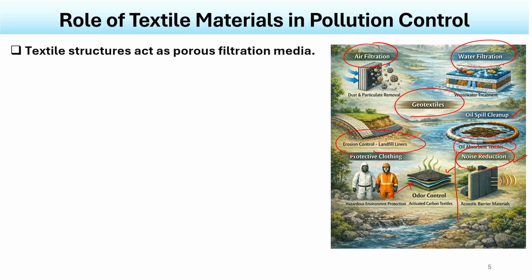Textile structure basically acts as porous media. That is the great advantage of textile material. It is porous, so particulate matter which comes along with the air or water gets entrapped within this structure and clean air or water can pass through. So, this is porous media.